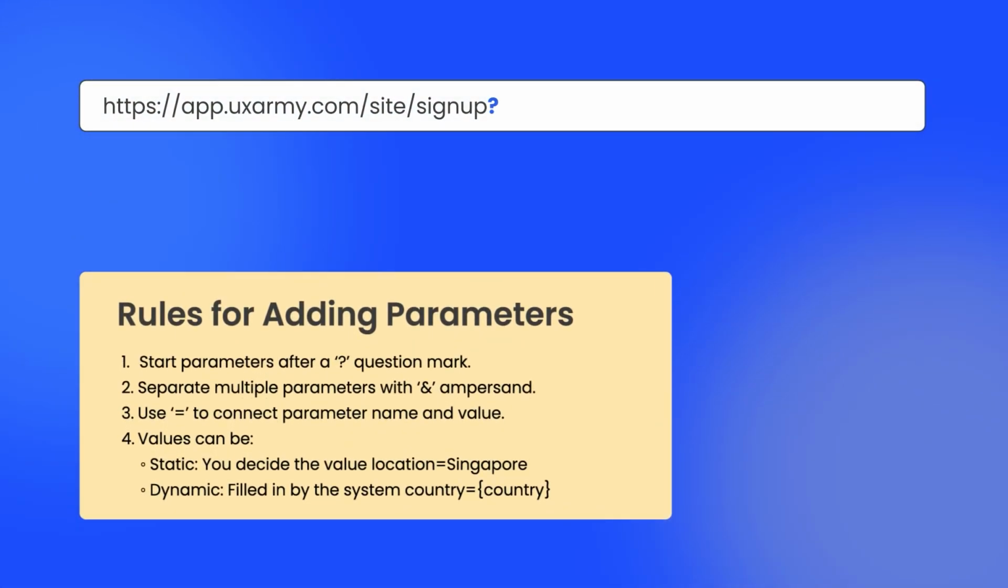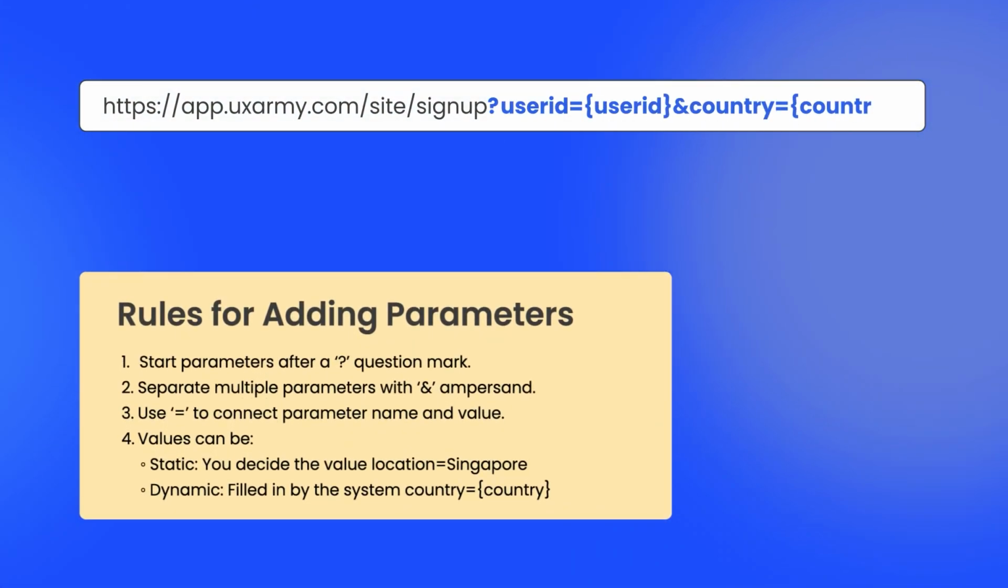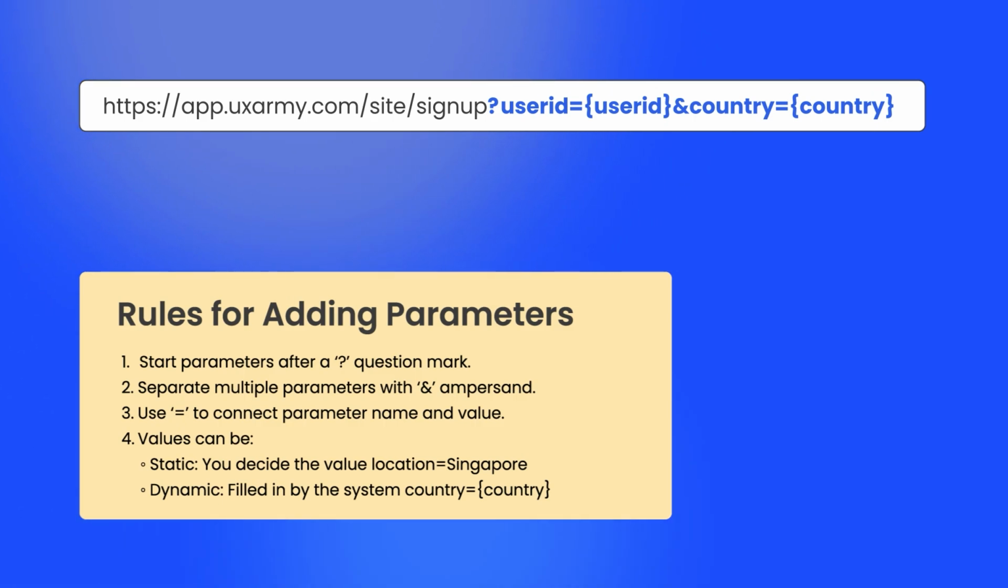Start with a question mark. Then, write the parameters. Parameter values can be static, like location, or dynamic, like participant ID. Each additional parameter is separated by an ampersand, and the name and value are connected by an equal sign.